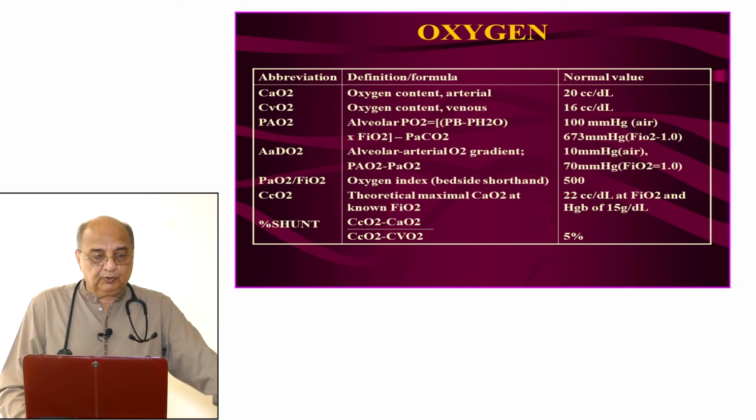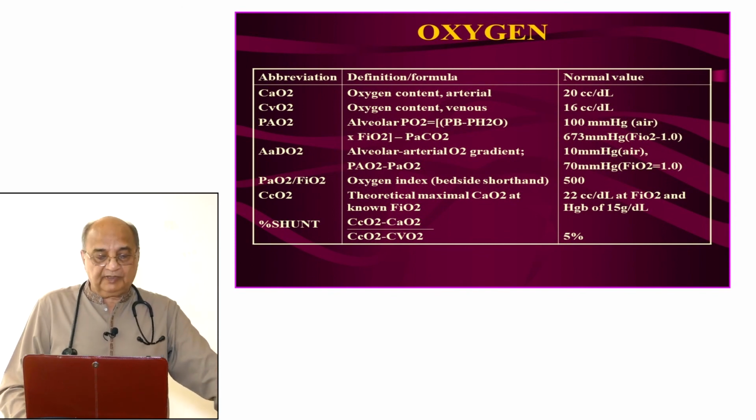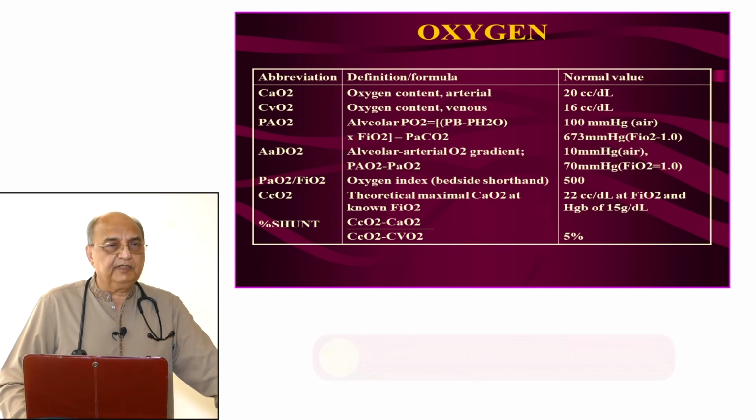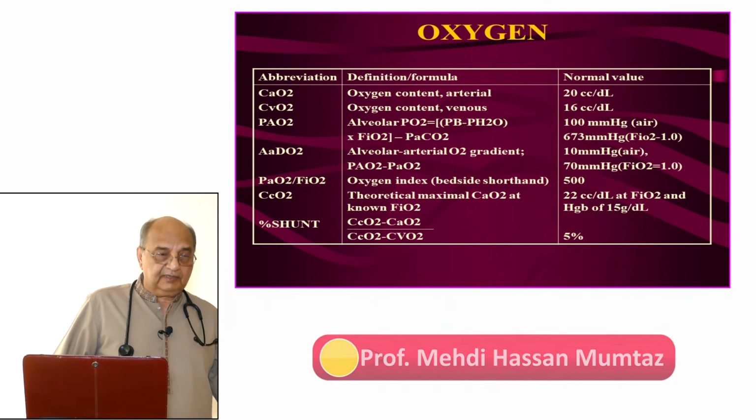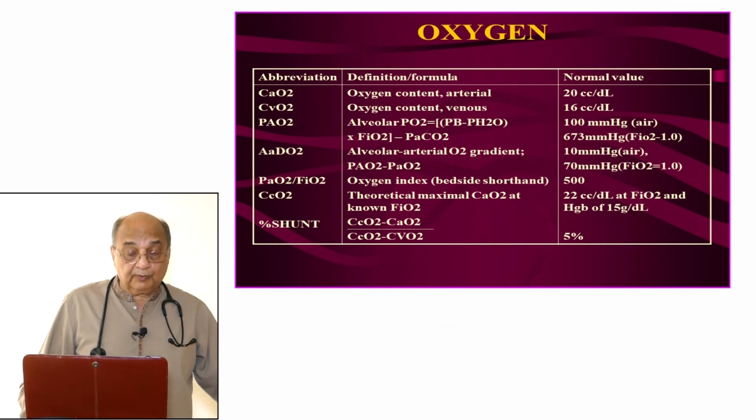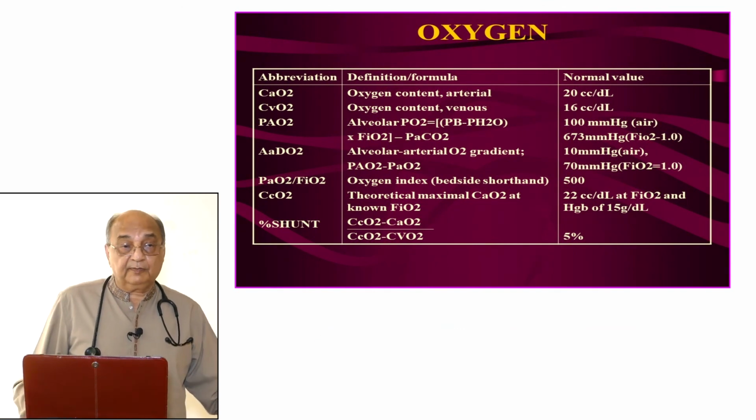So (CcO2 minus CaO2) over (CcO2 minus CvO2). And normally 5 to 8% is the shunt. If the shunt is increasing, we have to find it out. What's the problem? Is there any pulmonary vasoconstriction, or is there another problem? Now, I'll stop it here. In the next lecture, we'll start from there.